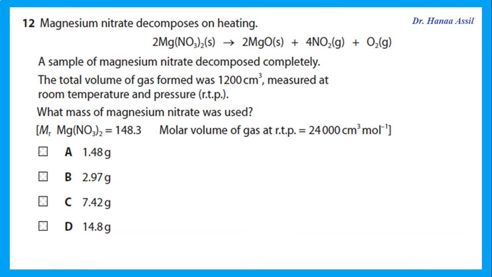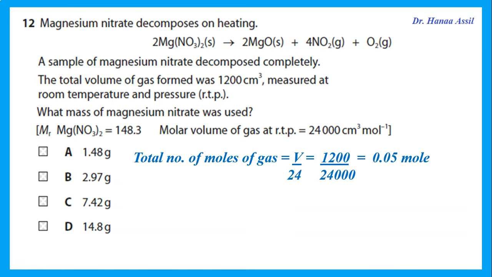If we get a total volume of gas in the product, 1200 centimeter cubed, then I can get the total number of moles of gas. Number of moles is volume over 24, so the total number of moles of gases is 0.05. That means that is the total number of moles of the NO2 and O2. Now we look at the equation and we relate it. The equation says 2 moles of magnesium nitrate should give how many moles of gas? It should give 4 NO2 plus 1 O2, so it gives a total of 5 moles of gas.